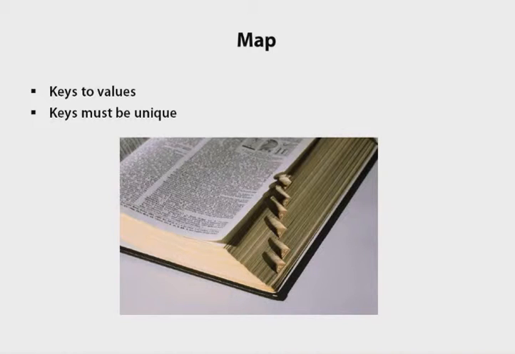So if you're actually implementing a dictionary in Java, you might make a map that has a string for a key and a string for a value. And the key string might be the word, and the value string might be the definition of that word. So a map is just some way of connecting two pieces of data together.